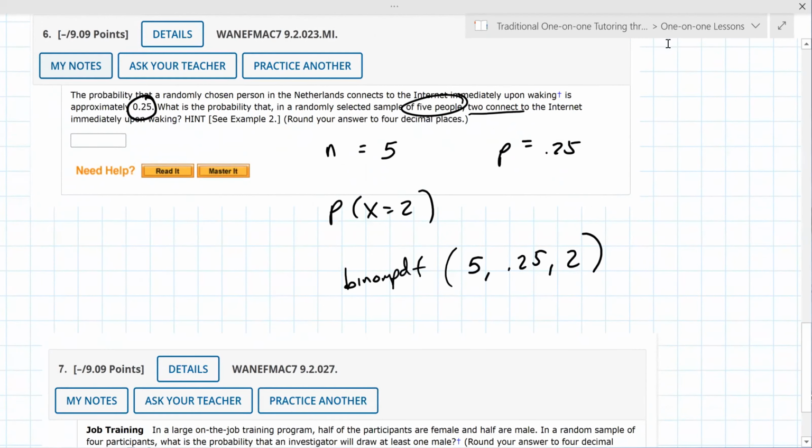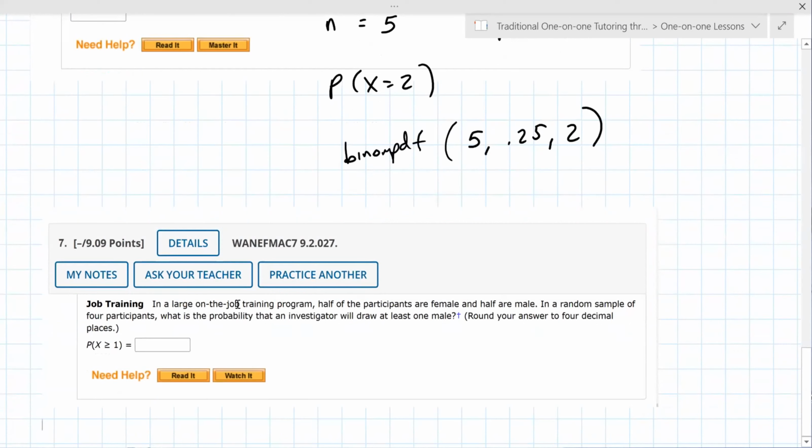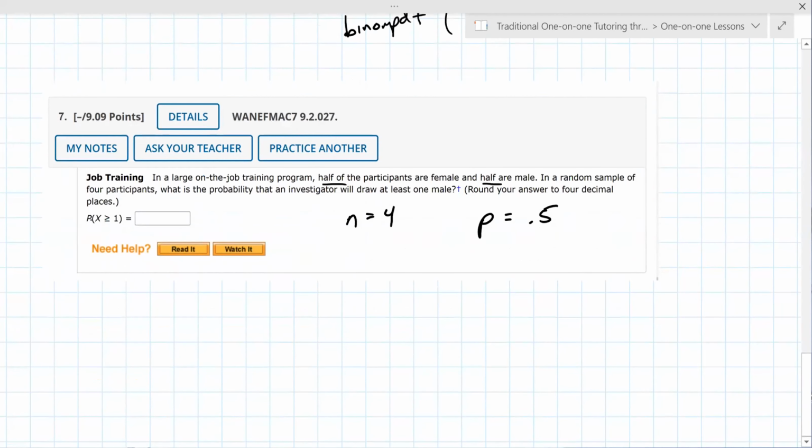Okay, so number 7 here. In a large job training, half the participants are female and half are male, and a random sample of 4 participants. So that's N equals 4, at least 1 male. So that's your X. Now P is not given, but they tell you that half are male and half are female. So P is 0.5.